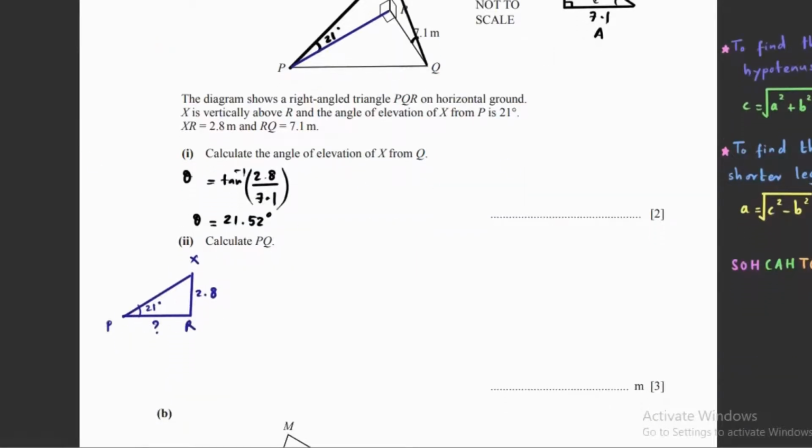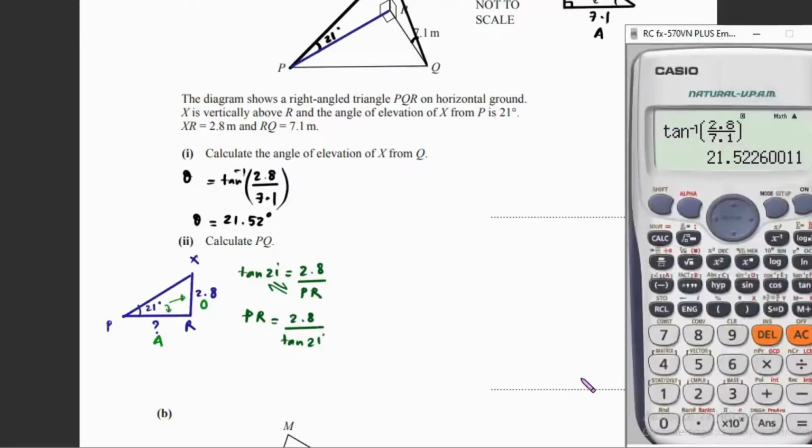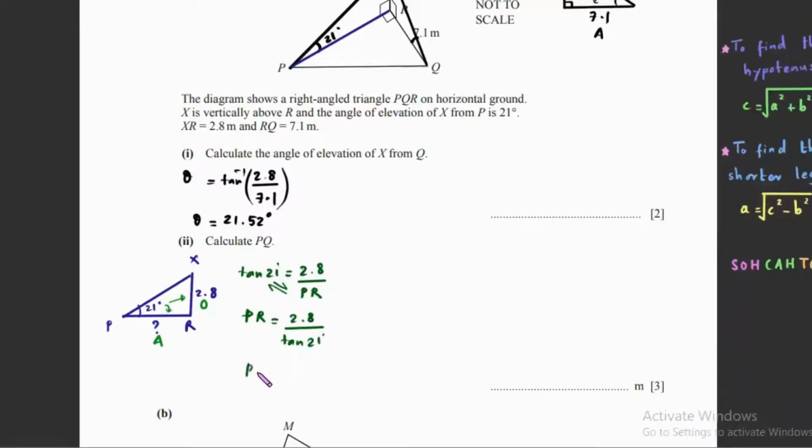Now in this diagram, to find what PR is, this is the opposite side and the adjacent side is what we are supposed to calculate. So we can make use of tan. So tan 21, tan theta is equal to opposite side over the adjacent side. The adjacent side is PR. So to find what PR is, I'm going to switch PR with tan 21. So PR will be equal to 2.8 divided by tan 21. I'm going to put this in the calculator. So 2.8 has to be divided by tan 21. When I do that, I get 7.29 meters. That will be the answer correct to 2 decimal places.